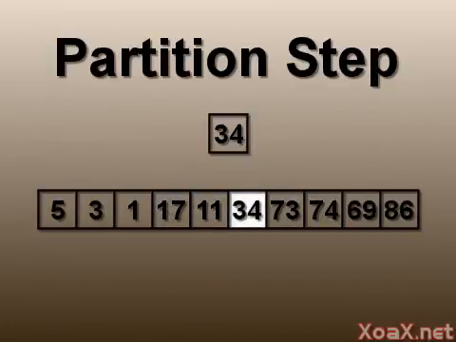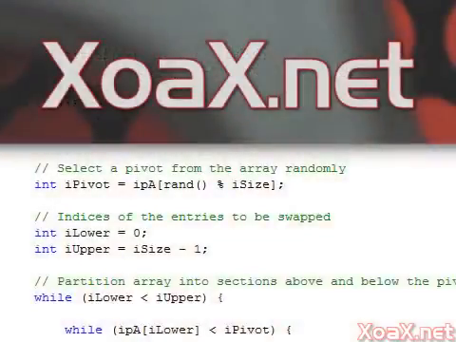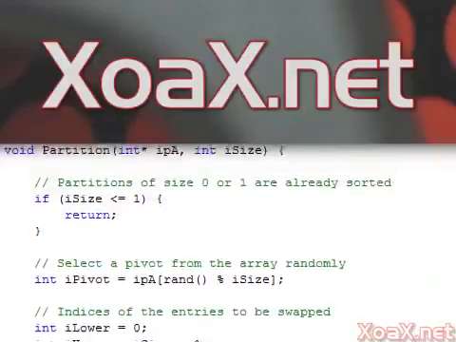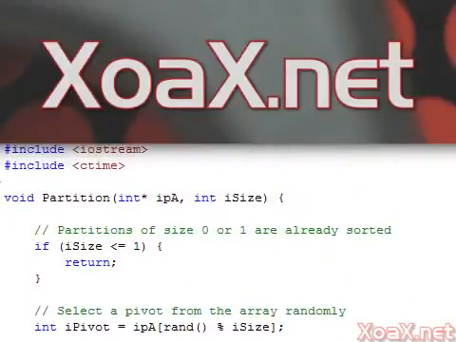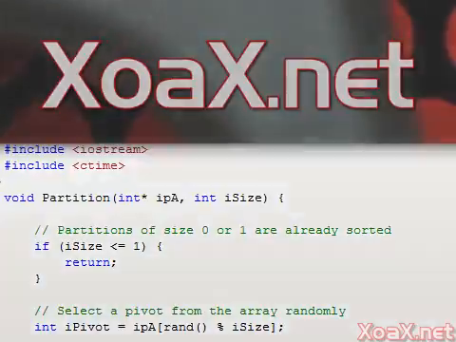At this point, the pivot is in the correct location, and the array is partitioned into the elements that are less than the pivot and the elements that are greater than the pivot. This finishes the partition step. The full quicksort algorithm is performed as a series of partition steps, which we will describe next. A C++ implementation of the algorithm is available on our lesson page at zox.net.